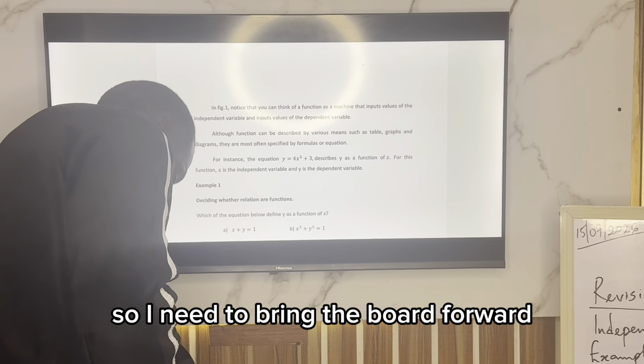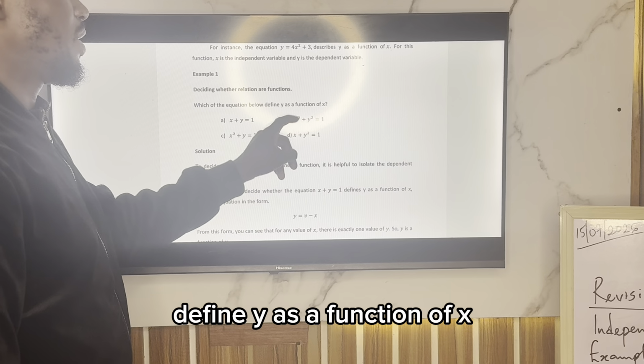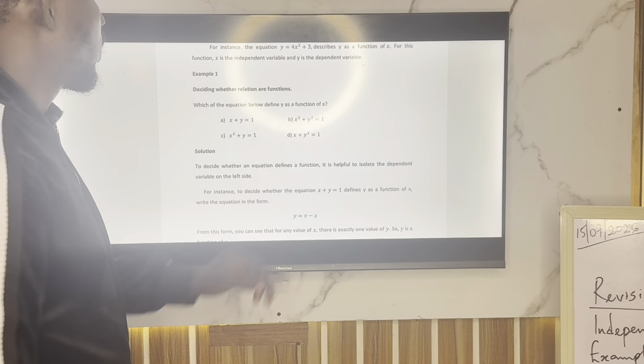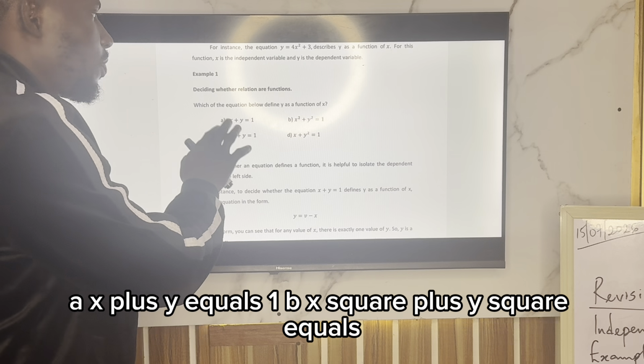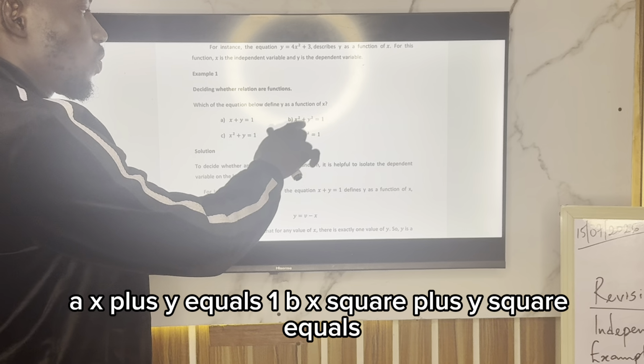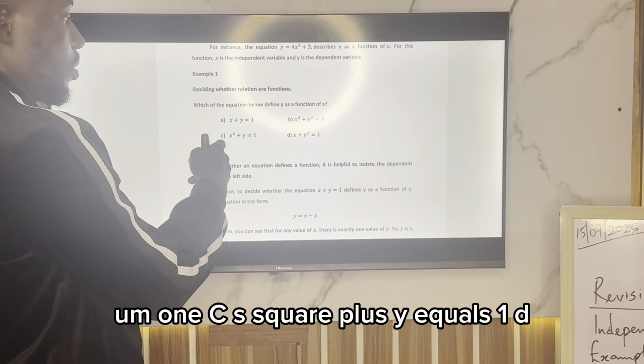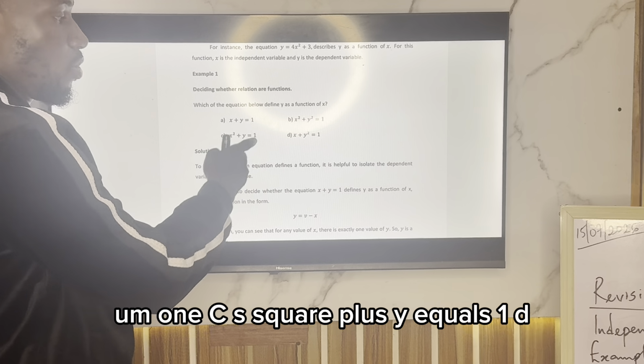Now we have to decide whether relations are functions. Which of the equations below defines y as a function of x? A, x + y = 1. B, x² + y² = 1. C, x² + y = 1. D, x + y² = 1. Now, we are going to be solving this so that we will understand.